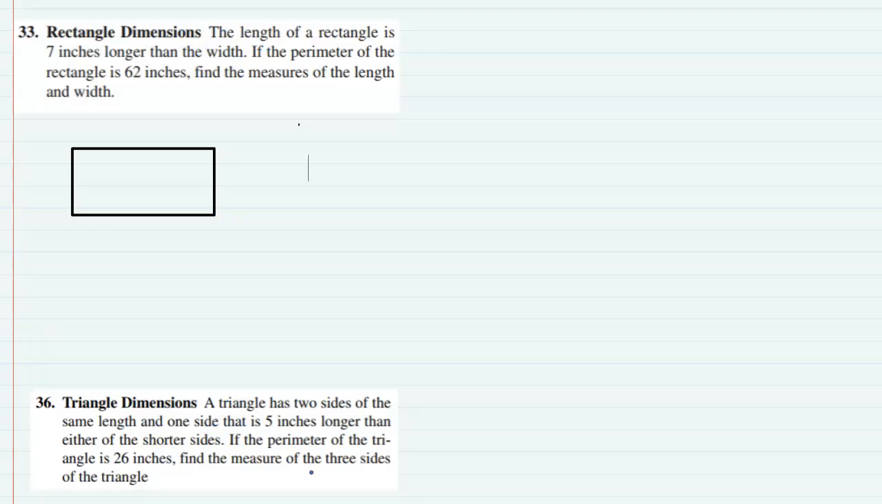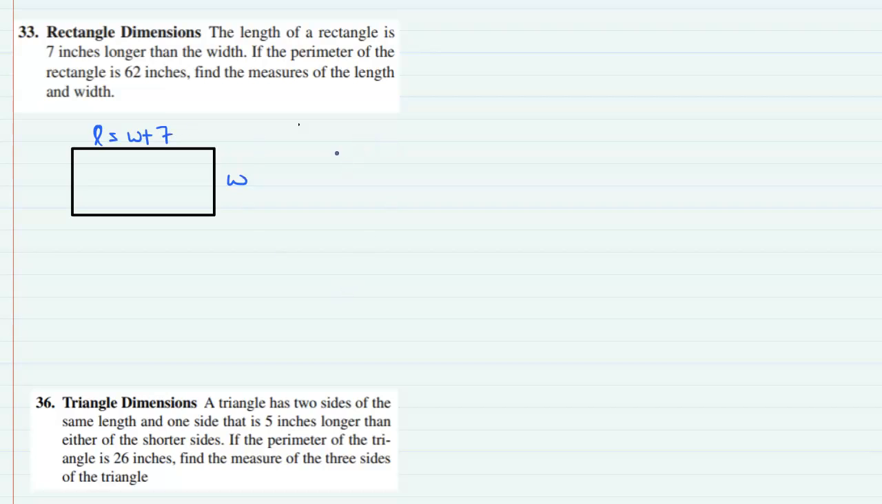Okay, so the next one is about rectangle dimensions. The length of the rectangle is 7 inches longer than the width, and the perimeter is 62. So it's going to equal 62, and perimeter, remember, is like a fence around the outside. So if the width is W and the length is 7 inches longer than the width, that means it's going to be W plus 7, or 7 plus W, either way you want to do it.